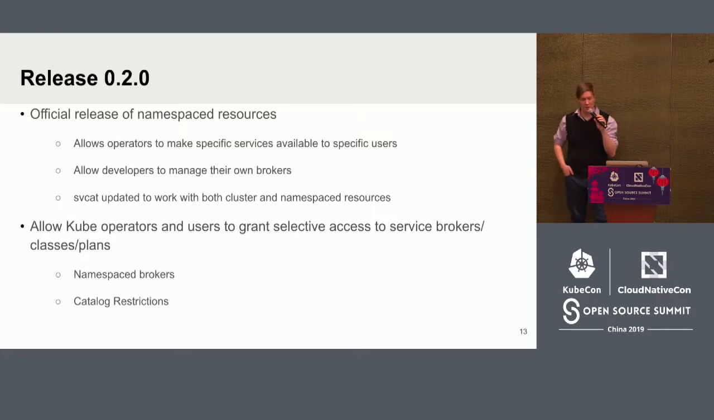So this also allows individual users of a cluster to manage their own brokers, add them to their cluster if they want to use them themselves. And then we also updated the svcat CLI to be intelligent about manipulating both these resource types. And catalog restrictions was another feature we added. It's not really related to the namespace stuff, but it is in the same vein of a way to restrict access. That was just basically adding the capability to add white or blacklists to brokers to restrict which services that broker offers actually ended up in the catalog.